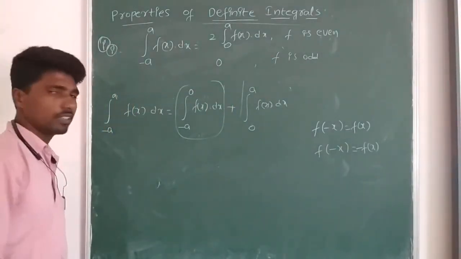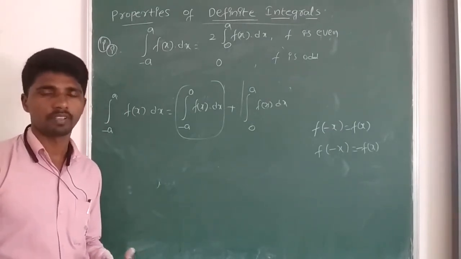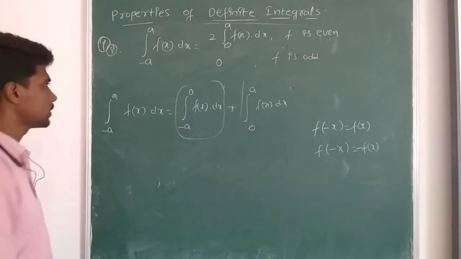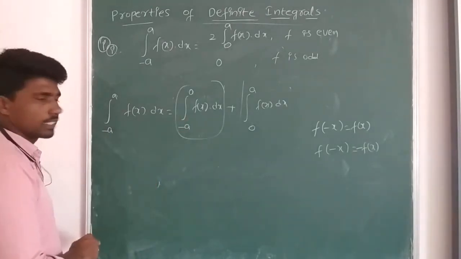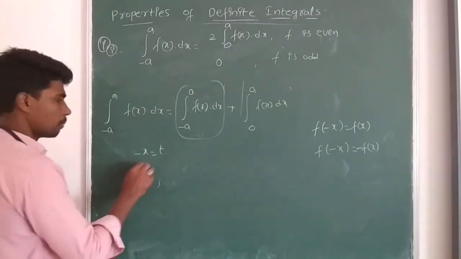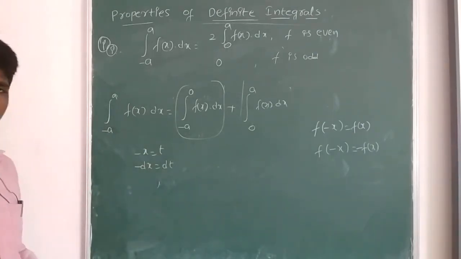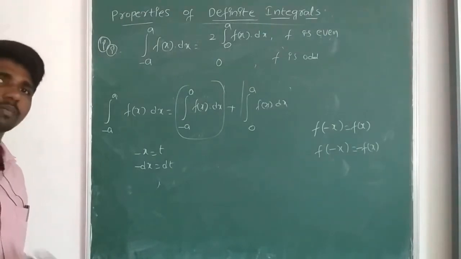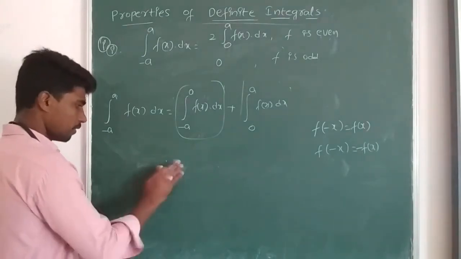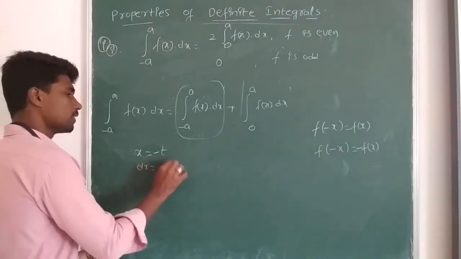So for that purpose, depending on whether it is even or odd, I choose minus x as t. What substitution do I choose? Minus x I choose as t. So if I choose minus x as t, then minus dx will be equal to dt. Otherwise you can substitute x as minus t also. So both are similar. If I substitute x as minus t, then dx will be equal to minus dt.